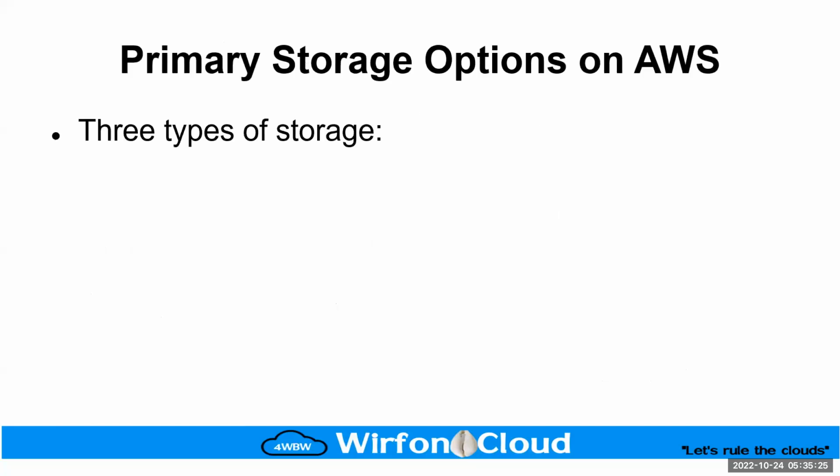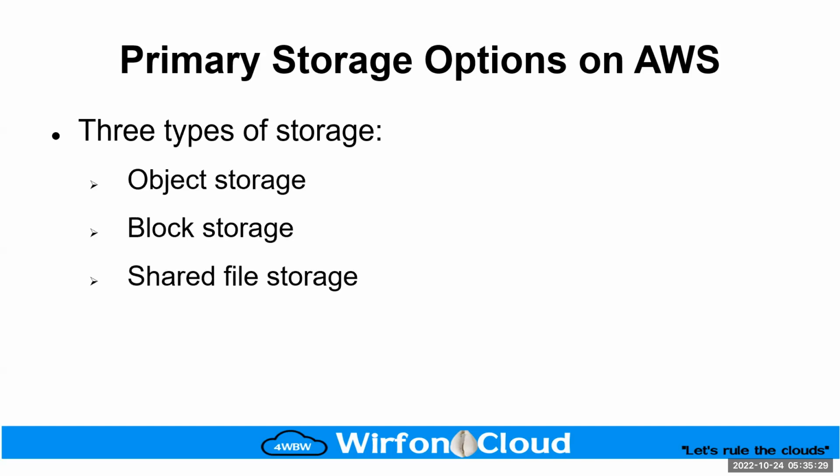So basically, in AWS, you have three types of storage options: object storage, block storage, and shared file storage. We're going to dive into each of these. First, we'll have an overview of what each means, and later we are going to go into the individual AWS services that fall under these types of storage options.